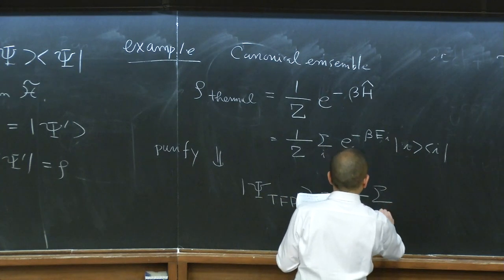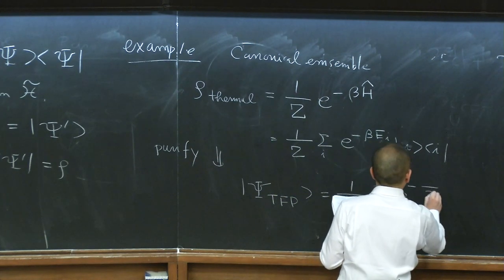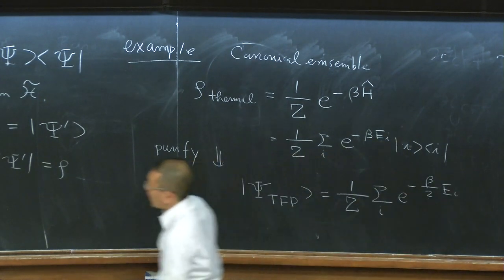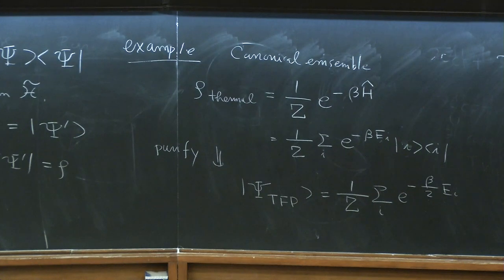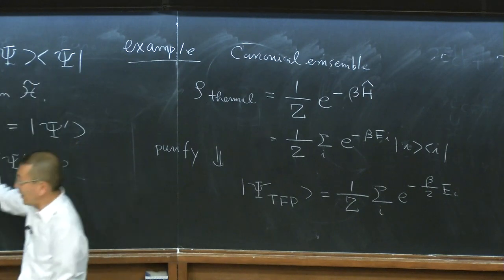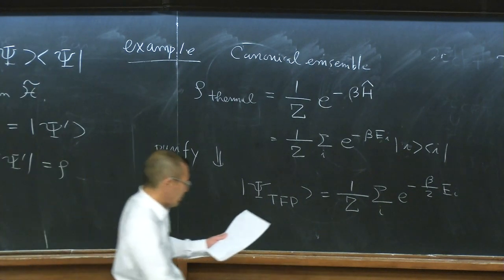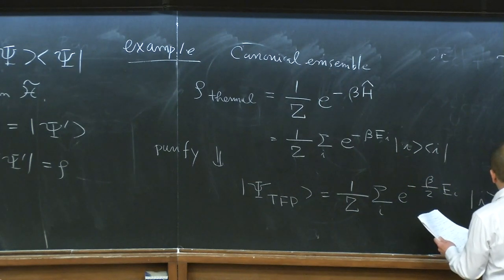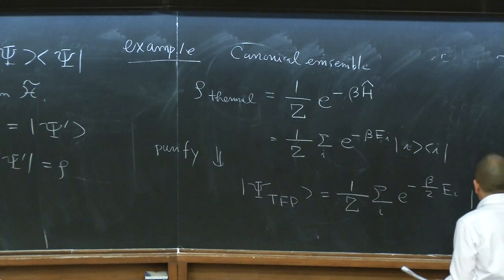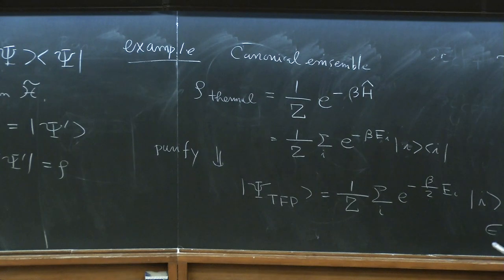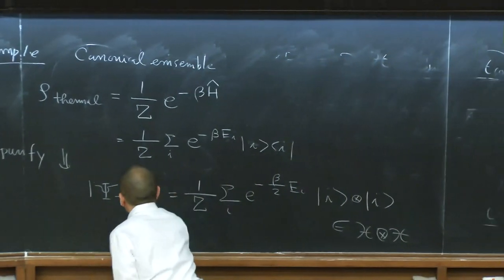So we can purify this in the same way. So note that this is beta over 2, just like I had square root here. I had square root here because that's how, here psi is squared. So I had to have a square root here to get the right normalization. So similarly, I have beta over 2 here. And then we have I tensor I. So this thing belongs to H tensor H. Okay? And this is called a thermofield double state.